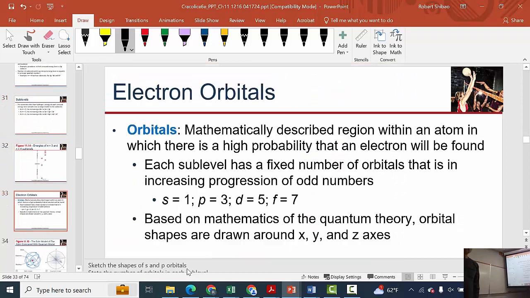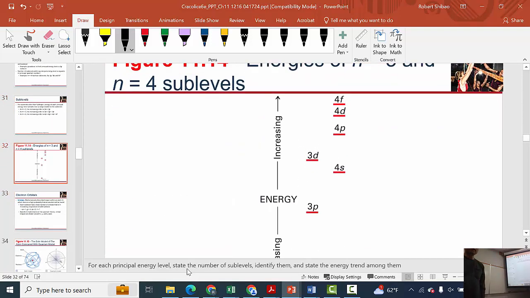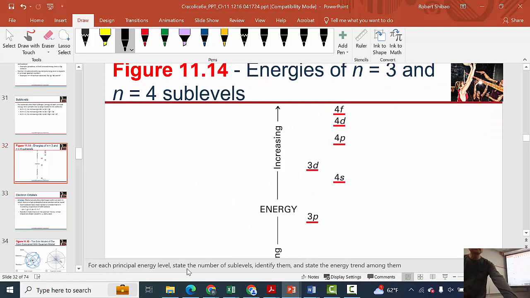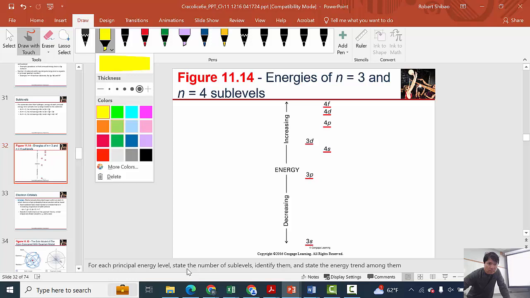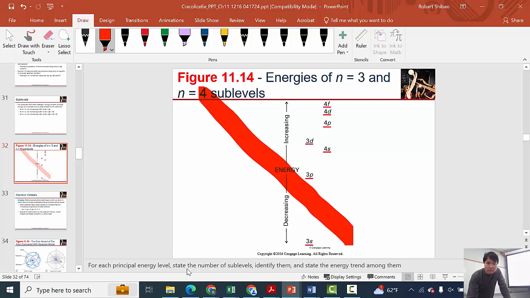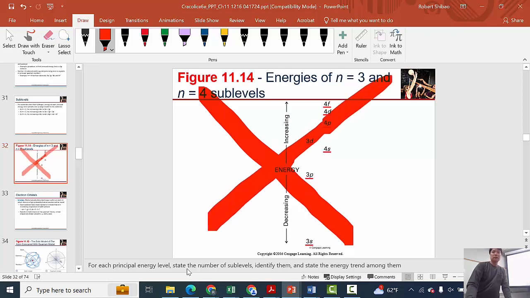When you look at the book's diagram, this is no good, basically. And so figure 11.14 is worthless. Don't even bother wasting time with this figure. It's a waste of time.